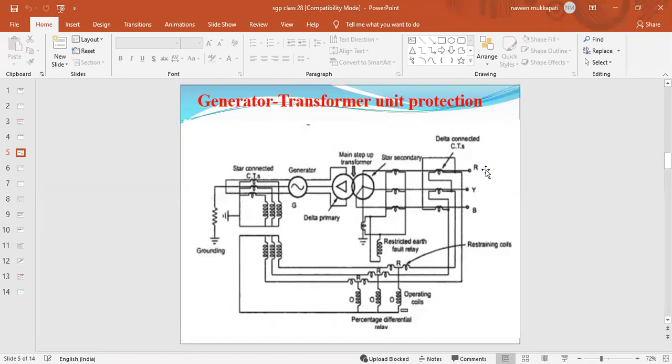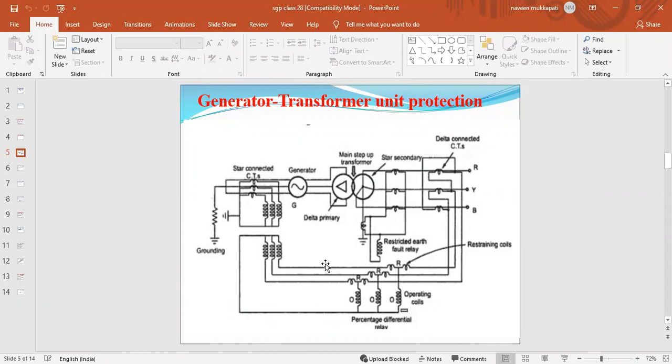Suppose an internal fault is obtained, that is, a fault within this protective zone. Then automatically the balance between these two CTs is disturbed. This is CT1, this is CT2. Due to the disturbance of these balanced currents, the algebraic sum of these currents does not equal zero. We obtain some faulted current.